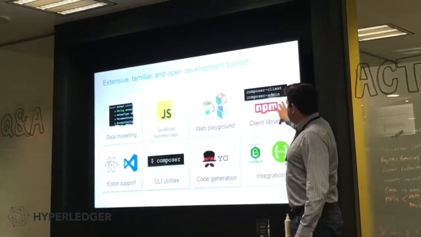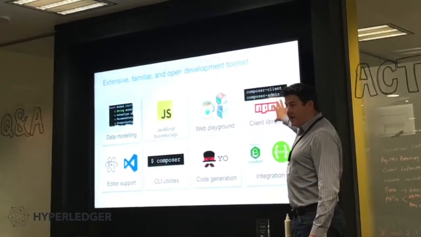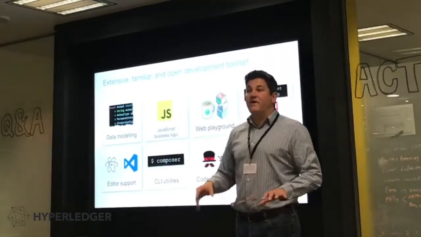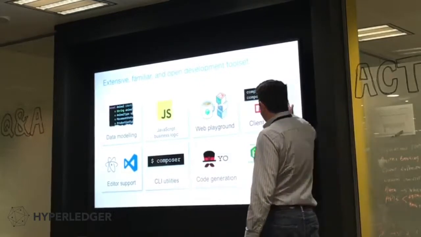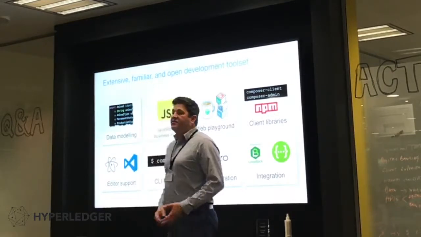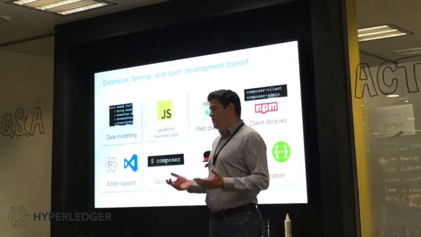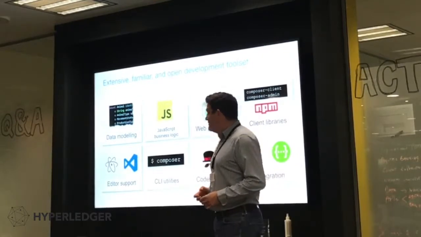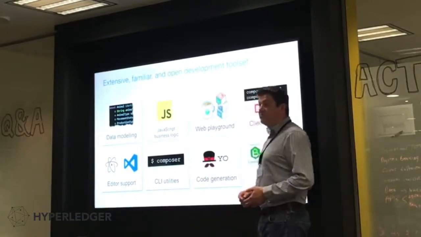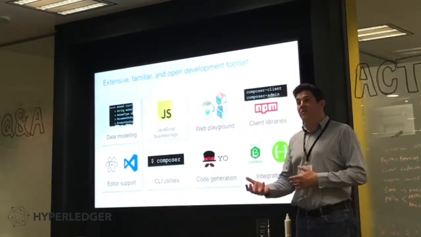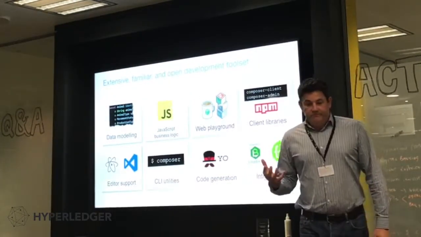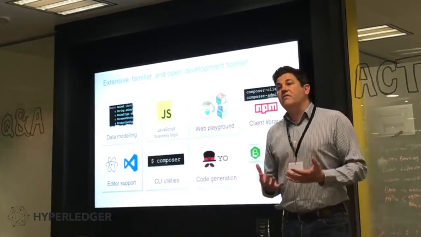Once I start building a real application, I'm going to be using JavaScript client libraries. Those are published to the Node package manager, so it's a one-line command to install them and require them into my app. They're all versioned in the Node package manager. We provide plugins for Visual Studio Code and Atom, which are two very popular code editors in the JavaScript community. A CLI utility, which is published to NPM for the ops people, so they can manage these networks, deploy them, update them, etc.